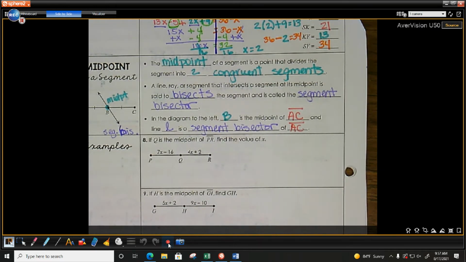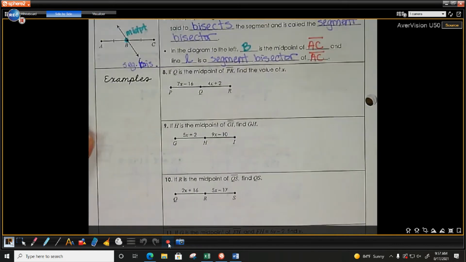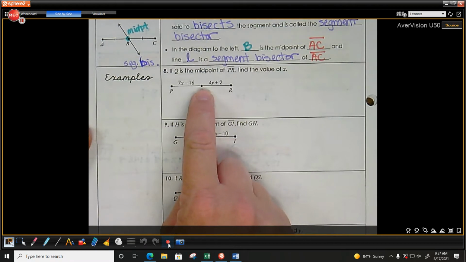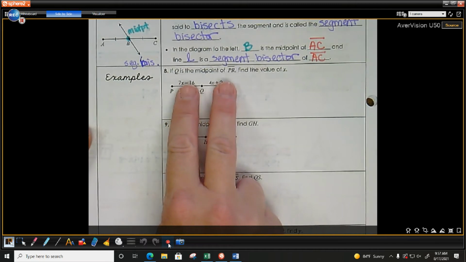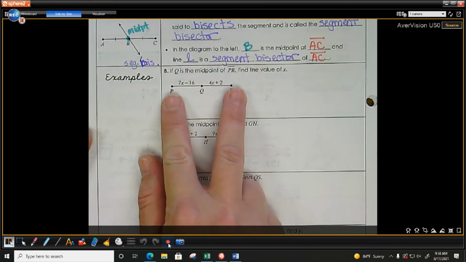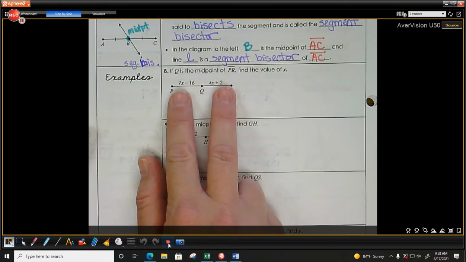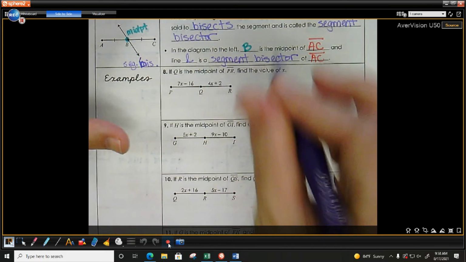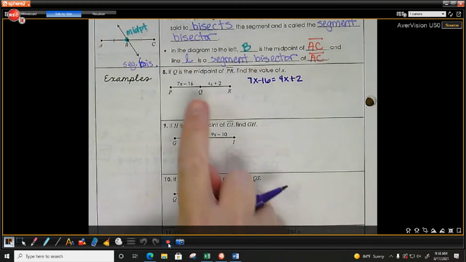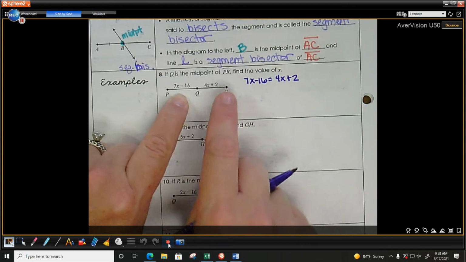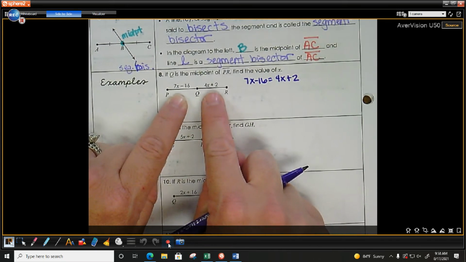Okay, so more algebra with our midpoints. It says Q is the midpoint. If Q is the midpoint of segment PR, what does that mean about these 2 pieces, these 2 segments? Okay, they add up to PR. That's your segment addition. They're congruent. They're equal. Okay, so I can do 7x minus 16 equals 4x plus 2. If Q is the midpoint, PQ is congruent to QR. Okay, because again, midpoint means middle. Breaks it into 2 congruent pieces, 2 congruent segments.